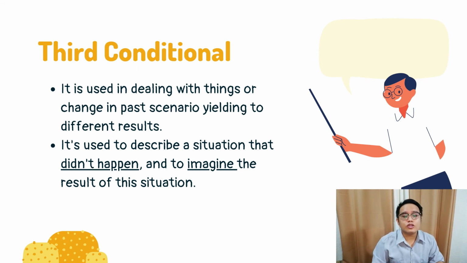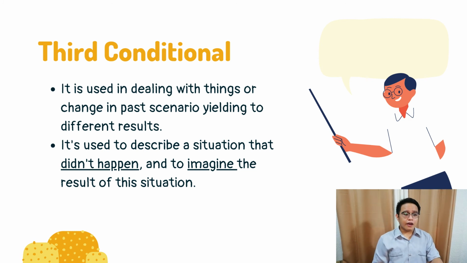Okay? It's used to describe a situation that did not happen, and to imagine the results of this situation. So you're thinking of a past situation that did not happen. So this is the third conditional. You're thinking of something that did not and will not happen. Okay? And you're just imagining what the results would be. Okay? So let's see the formula for the third conditional.